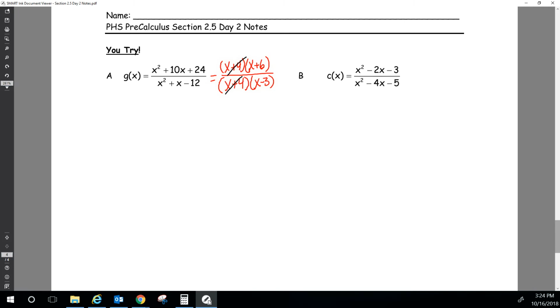Be careful on your quiz. Don't second guess your factoring. Make sure your factoring works. You may not always have something that can cancel out there.